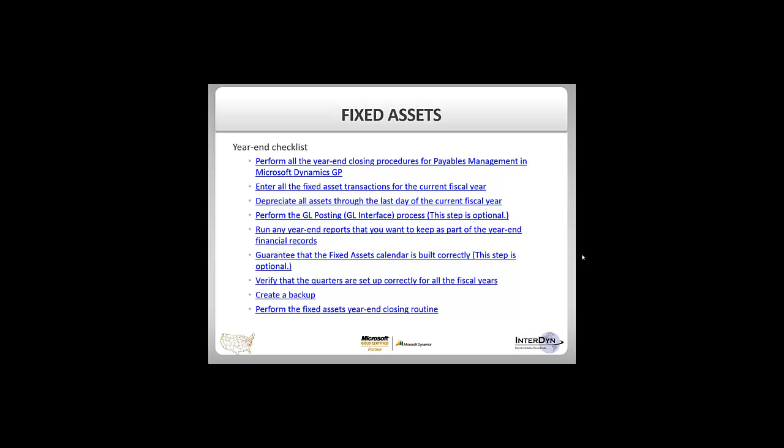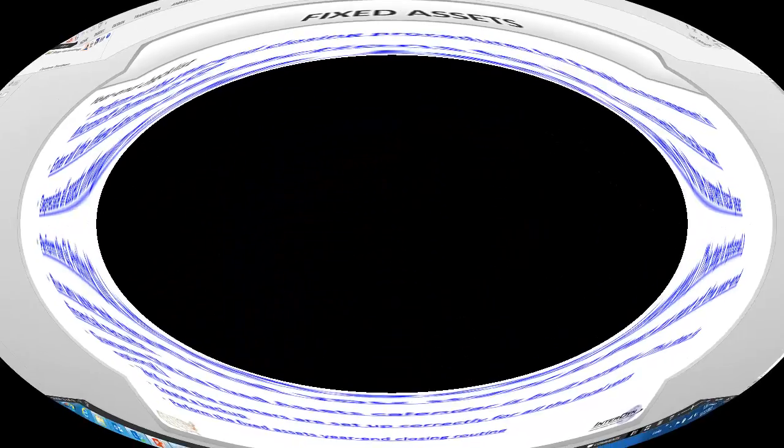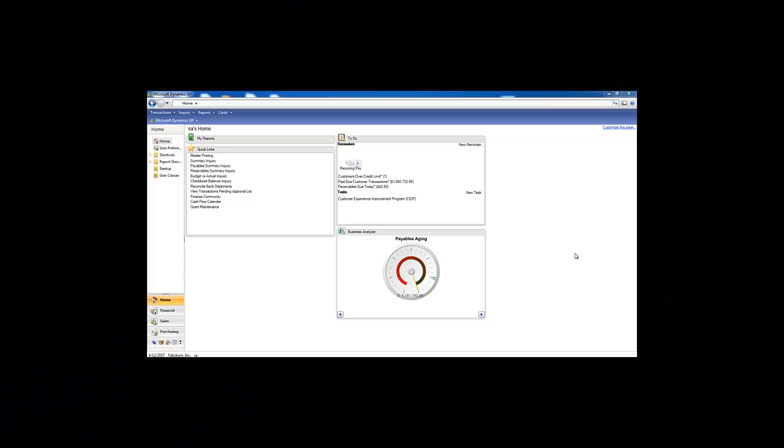run any year-end reports that you want to keep as part of the year-end financial records, guarantee that the fixed assets calendar is built correctly. Again, this is another optional step. Verify that the quarters are set up correctly for all the fiscal years. Create a backup, and then perform the fixed assets year-end closing. So let's take a look.